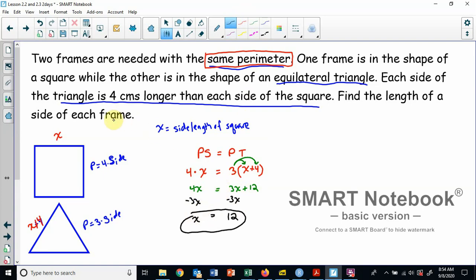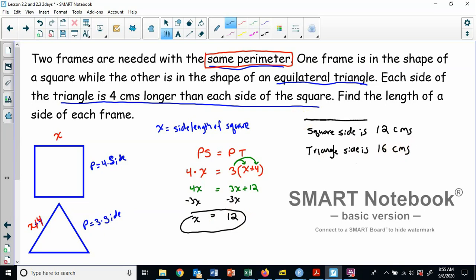But remember, I got to answer the question. Find the length of each side. So the square side is x, which is 12. 12, let's see, centimeters. Find the unit somewhere. And the triangle side is x plus 4. So 12 plus 4, which is what, 16 centimeters.